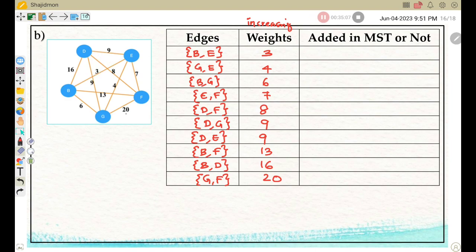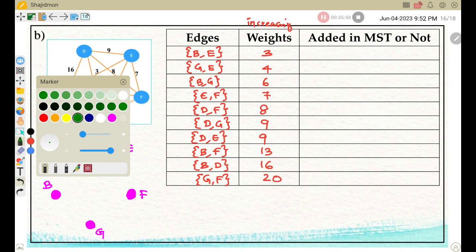Write the weight in decreasing order. Write the name of the corresponding edges here in the first column. Now here we will form first, draw all the vertices, correct? So this is D, this is E, then we have B, then we have F, then we have G. Okay, D, E, B, F and G. Right, draw all the vertices.